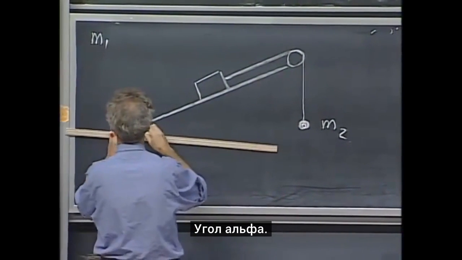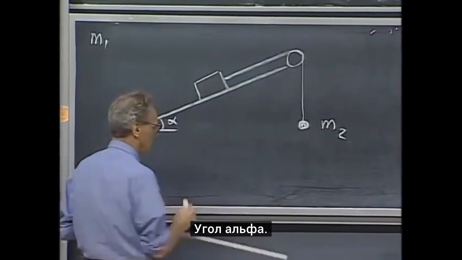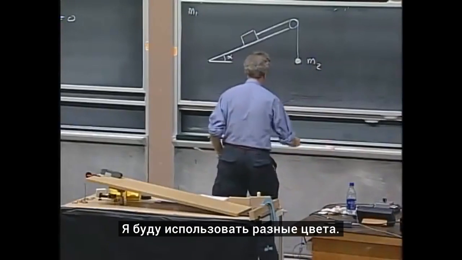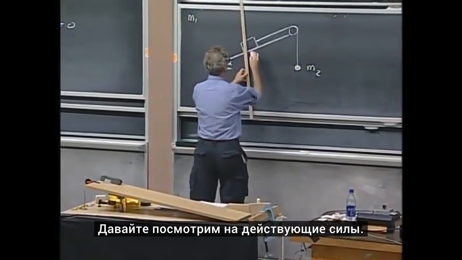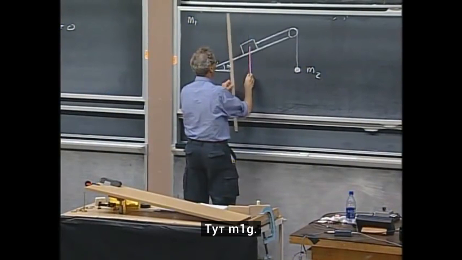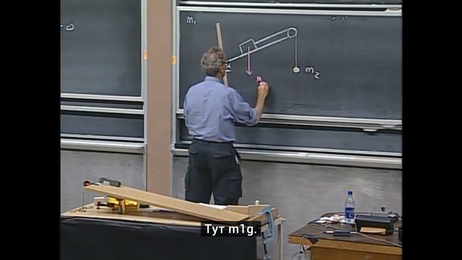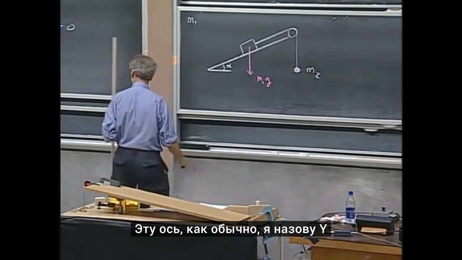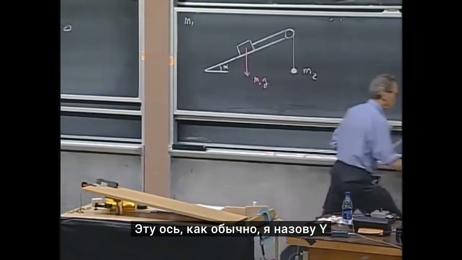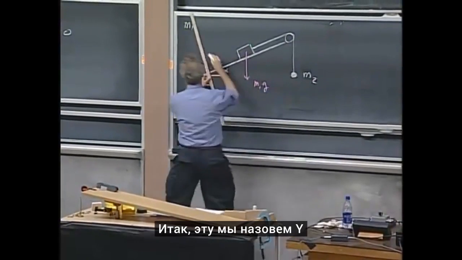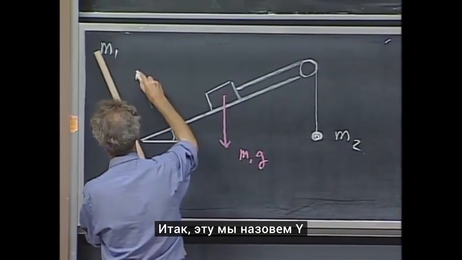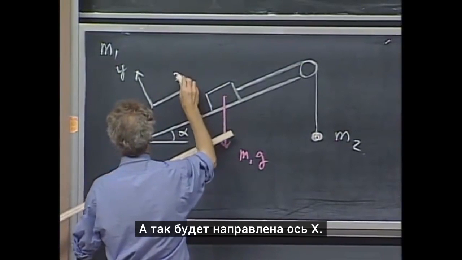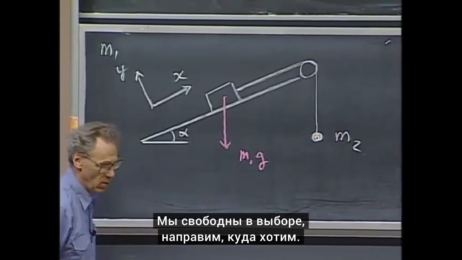And the angle here, alpha. I'm looking for my green chalk. I want to use the same color convention. Now, let's look at all the forces that we can think of. Here is m1 g. Let's decompose that in y and x direction, and I will call this direction y, as I always do, perpendicular to the surface. So we call this y. And I will call this direction now the positive x direction. You're free to choose it any way you want to.